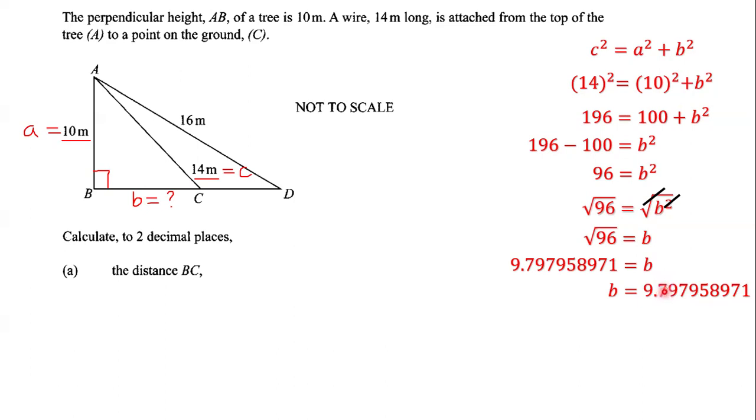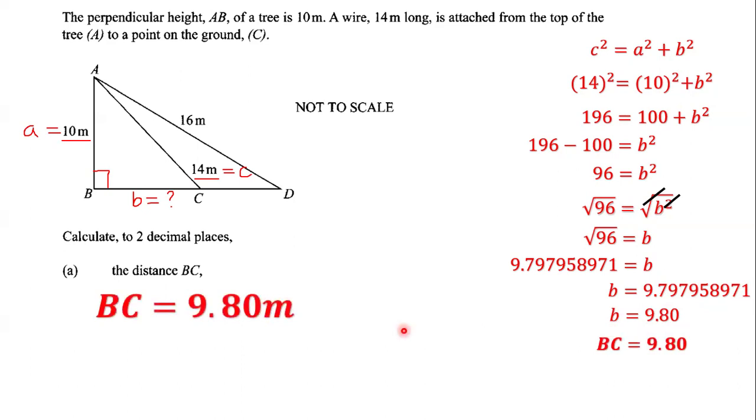And so this becomes 7 plus 1, and 7 plus 1 is 8. And so what we eventually have is 9.8. And we eliminate all of the other numbers at the back. And so we have that B is equal to 9.8. And so that means that BC, the distance BC, is 9.80 meters. And so that's what this one is.